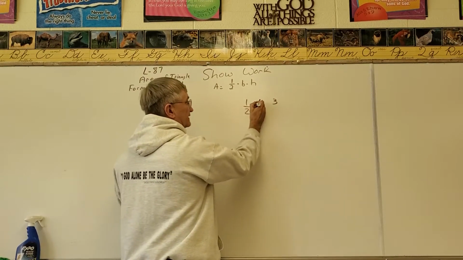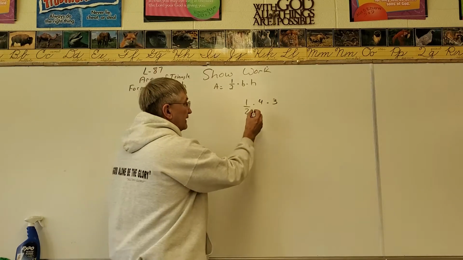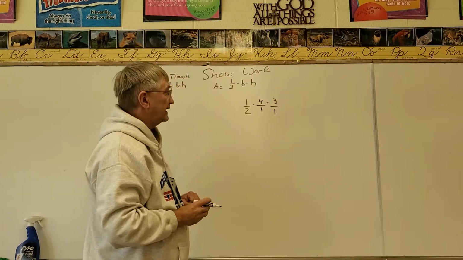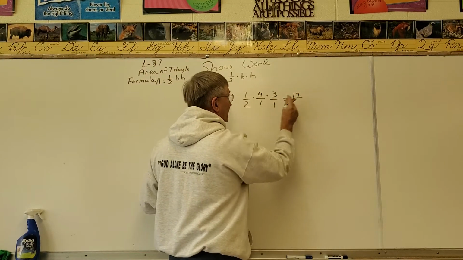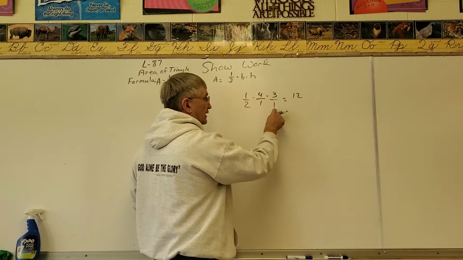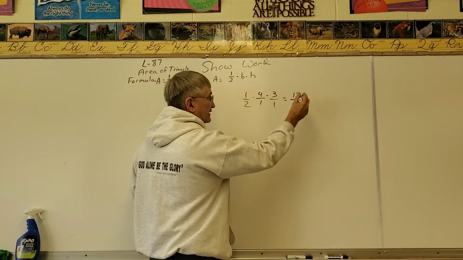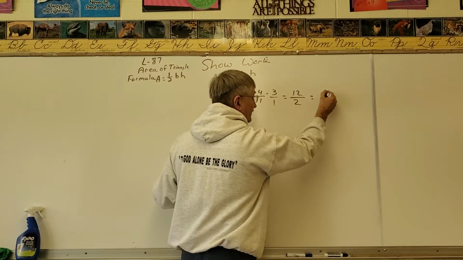1/2, so I put my multiplication, so I do the basic math. I would then set it, of course, to 1, so everything can multiply together. So I have 1 times 4 is 4, times 3 is 12, 2 times 1 is 2, and we have 12 divided by 2. Now we divide by 2, which equals 6.